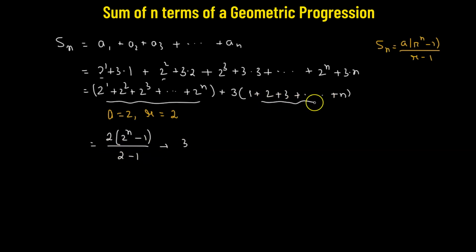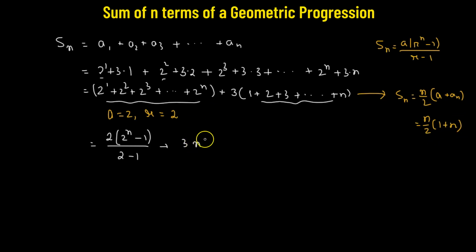Now 1 plus 2 plus 3, this is an arithmetic progression. So that means for the sum of this arithmetic progression up to n terms, we will be using the formula S_n for the arithmetic progression. This will be given by n over 2 multiplied by the first term plus the last term. We have n number of terms, so we have n over 2 times 1 plus n. So this will be equal to n times n plus 1 over 2.